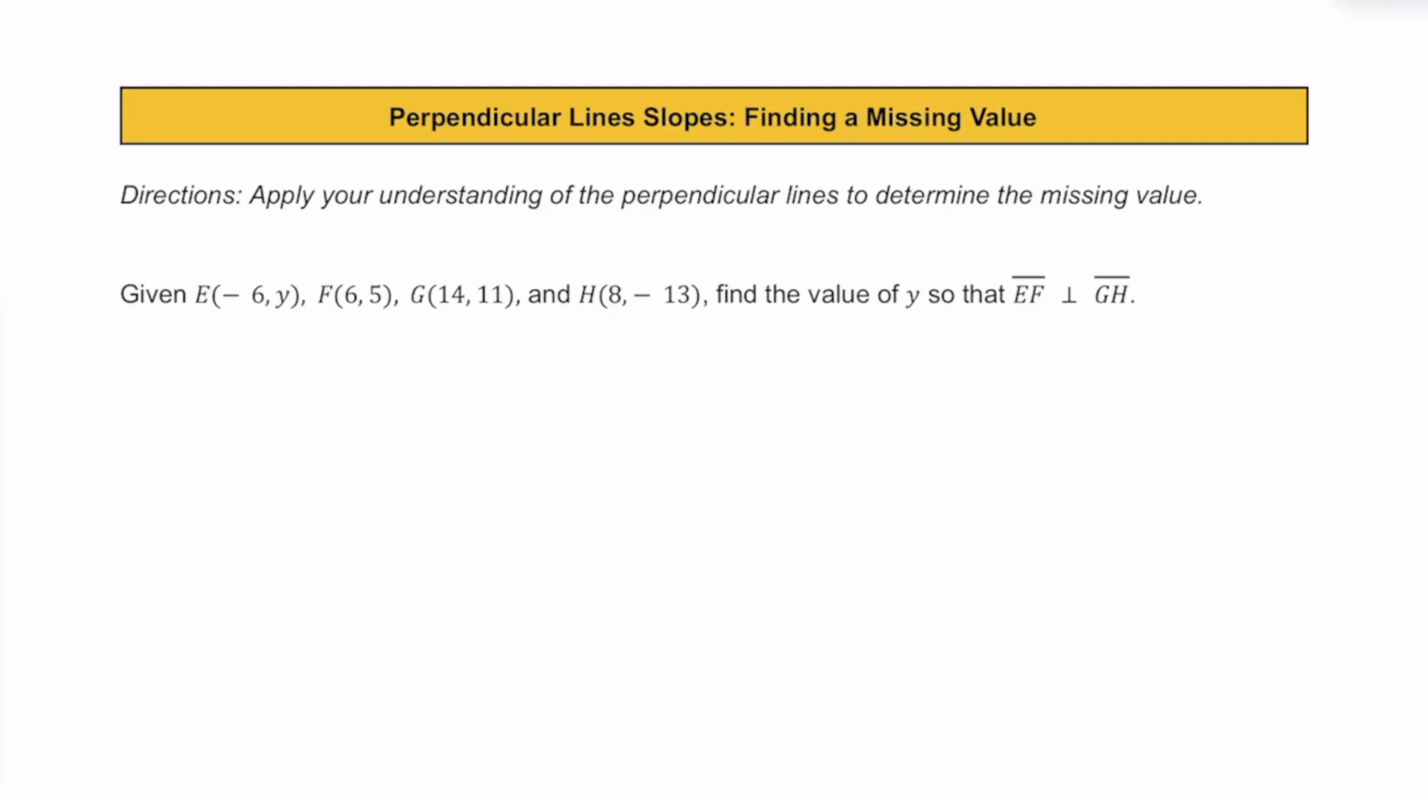In this video, let's go ahead and apply what we know about the slopes of perpendicular lines to find a missing value together. First off, it's important to know that segment EF is going to be perpendicular to segment GH, so that means the slopes of them are going to be opposite reciprocals of each other. Let's focus on segment EF first.